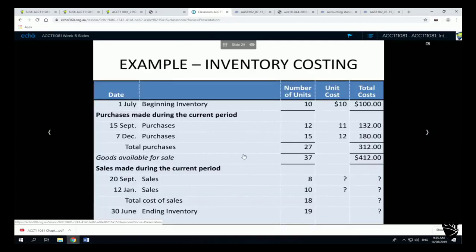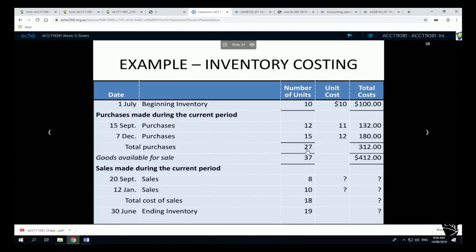This is the example that we're going to use when I'm demonstrating the different methods now and cost flow assumptions. So the scenario is we started off with 10 units on hand, valued at $10 each. Okay, so we've got the total cost is $100. That's our beginning inventory on our balance sheet. Then during the period, we purchased an additional 27 units. Okay, so we had 37 that we could sell to our customers.